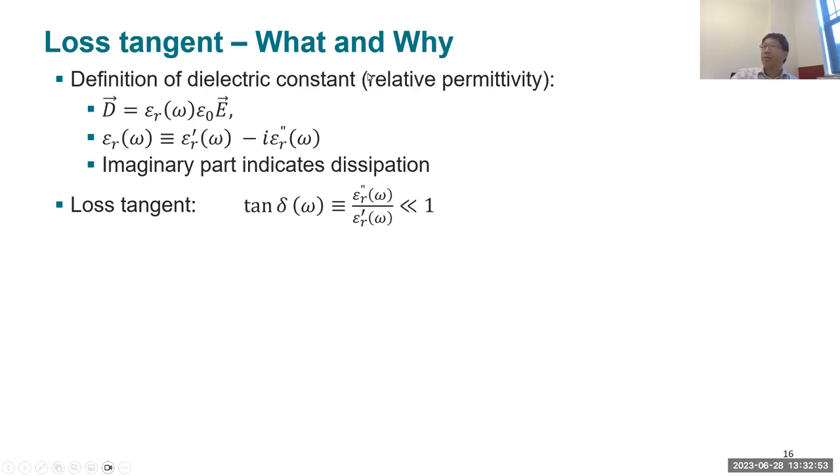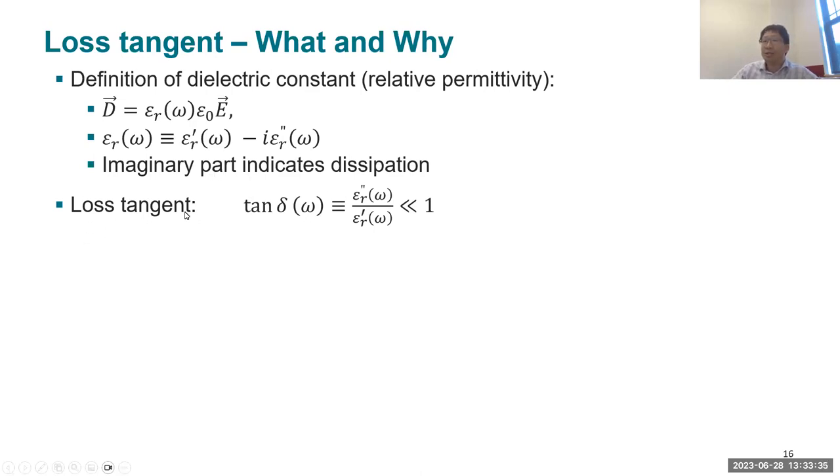For the dielectric constant or relative permittivity of any dielectric material, we know this is the definition. That's your electric displacement vector. This is the electric field vector. And their proportionality coefficient here is epsilon r times epsilon naught. Epsilon r is the relative permittivity. If you measure these epsilon r's, in general you hope they are just a real number, but they may have a small imaginary part. This imaginary part indicates this dielectric material may contain some dissipation. It's not just a completely capacitive response, but it has some resistive response as well.